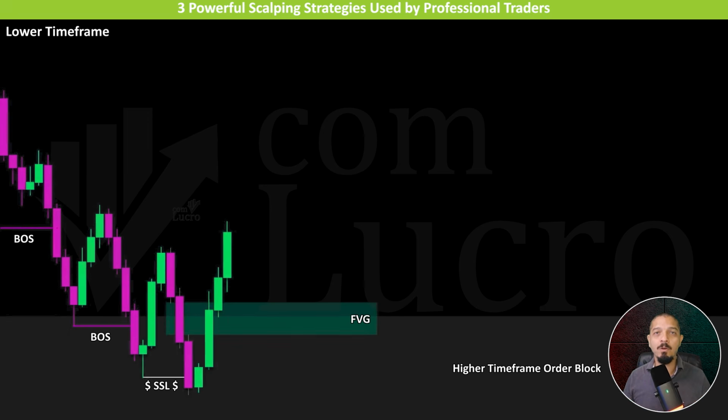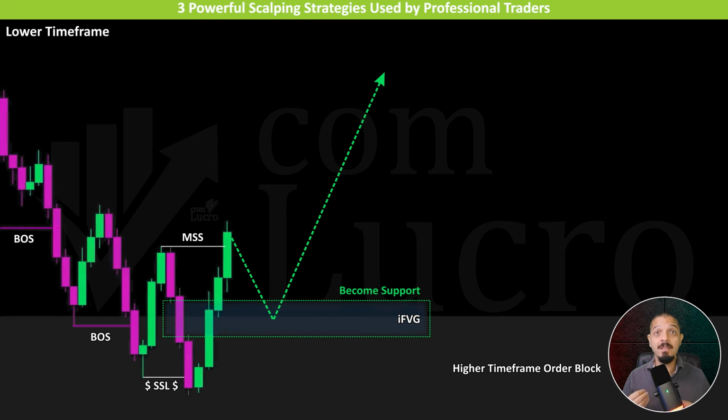Those signs could include a market structure shift, a change of character, or other reversal patterns such as an inverse fair value gap or an R pattern. After that, the next thing we want to find is a violated fair value gap that transforms into an inverse fair value gap. That becomes our first confirmation. Once the inverse fair value gap forms, it often starts acting as a new support level, giving us a strong area for a potential buy entry.